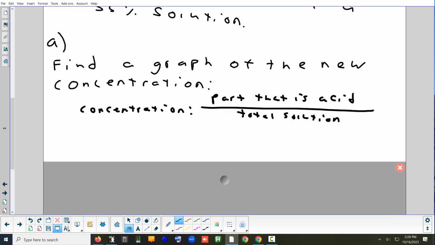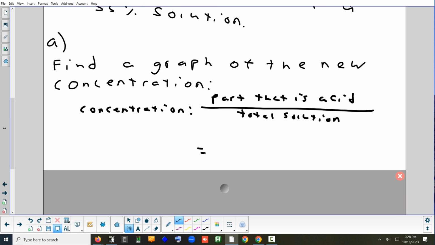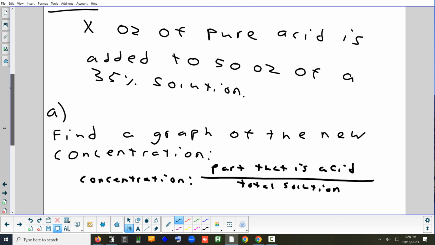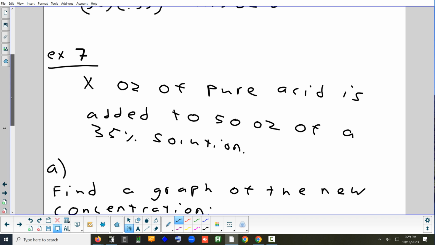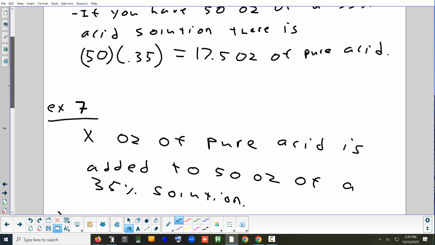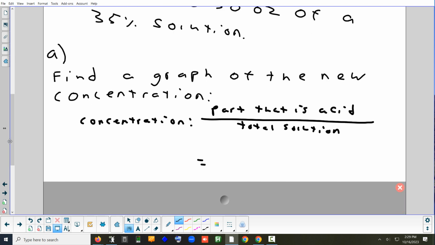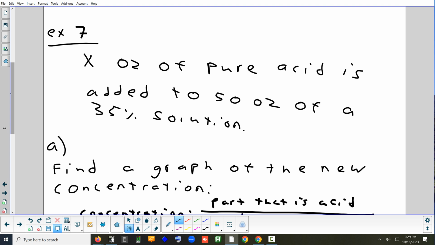Right, so let's see if we can figure out the concentration. So are we starting with some amount of acid already in the solution? Yes. We need to figure that out first. So we have 50 ounces, and 35% of it is acid. So how much acid do we already have in the mixture? 17.5. Right, that's what we figured out above. So we already have 17.5 ounces of acid. And we're adding how much acid to it?